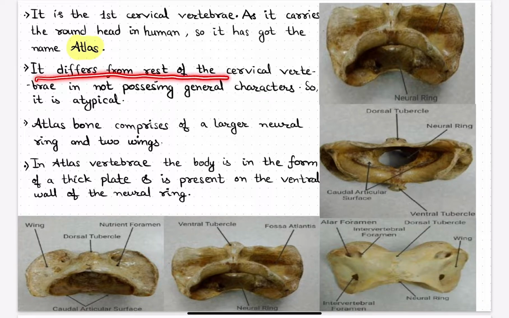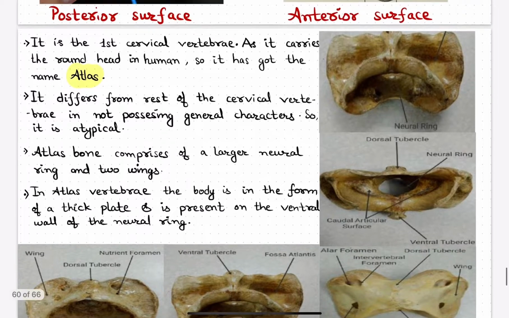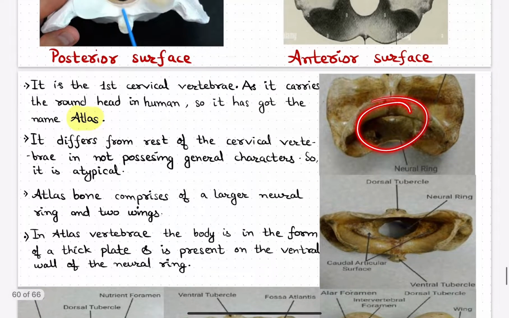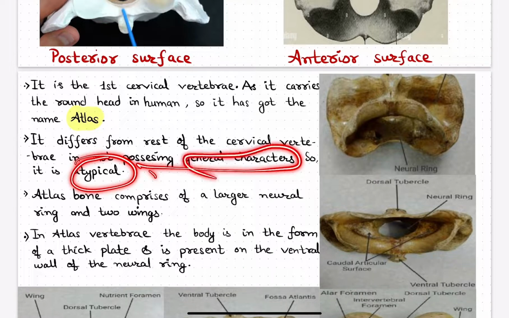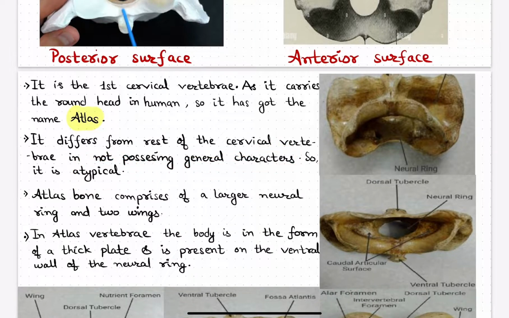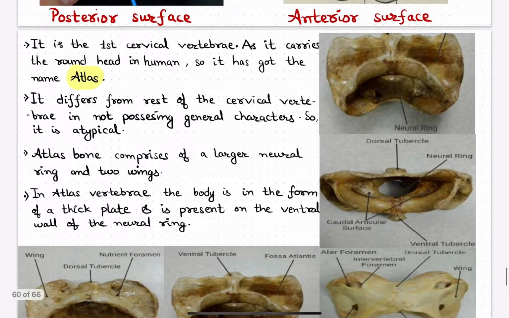It differs from the rest of the cervical vertebrae in not possessing the general characters, so it is atypical. As I told you, it does not have a proper body, a neural arch, and all the processes. That's why it is atypical in nature, and it deviates from the general characters. What the atlas bone has, we will study as well.